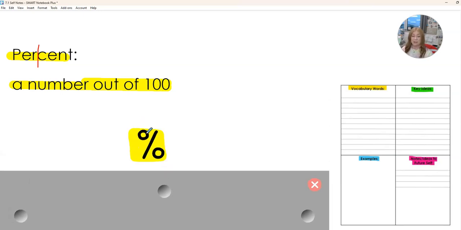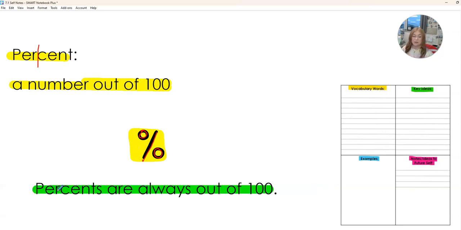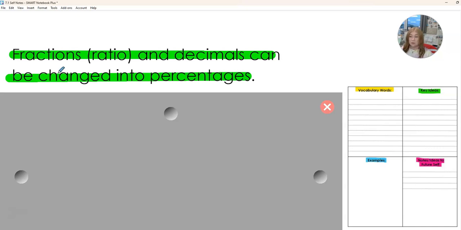The number literally means out of 100. And we write that with a percent symbol, which we can remember because it looks like 100, with the 2 zeros. It's out of 100 every time. That's going to be like a mystery number. When we know percent, we have to think 100. So remember, percents are always out of 100. And we can also change fractions and decimals into percentages, or a ratio, because a ratio is a fraction. So we can change those other numbers into percentages. They all can change into one another.